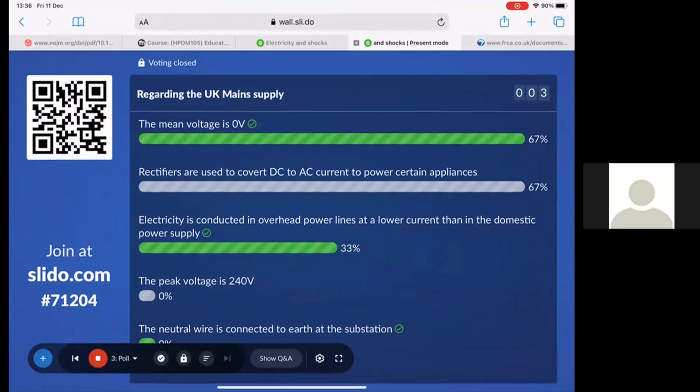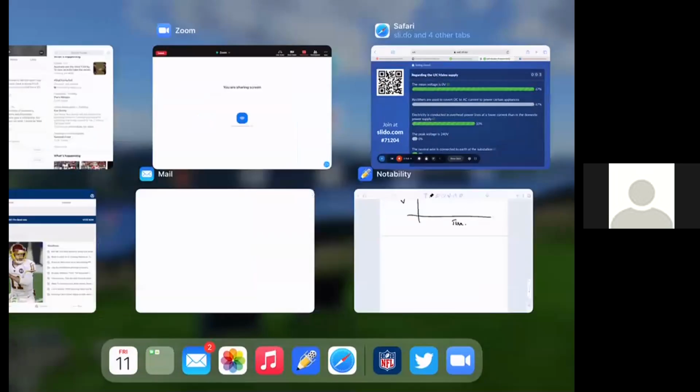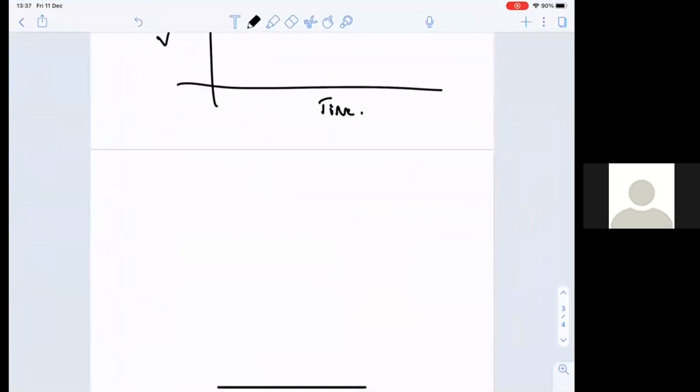So rectifiers are used to convert DC to AC current to power certain appliances. I think this is false. Can anyone tell me why? I got it wrong. It's the other way around. It is unfortunately the other way around. What is used to convert DC to AC? Alternators. An inverter, I think.